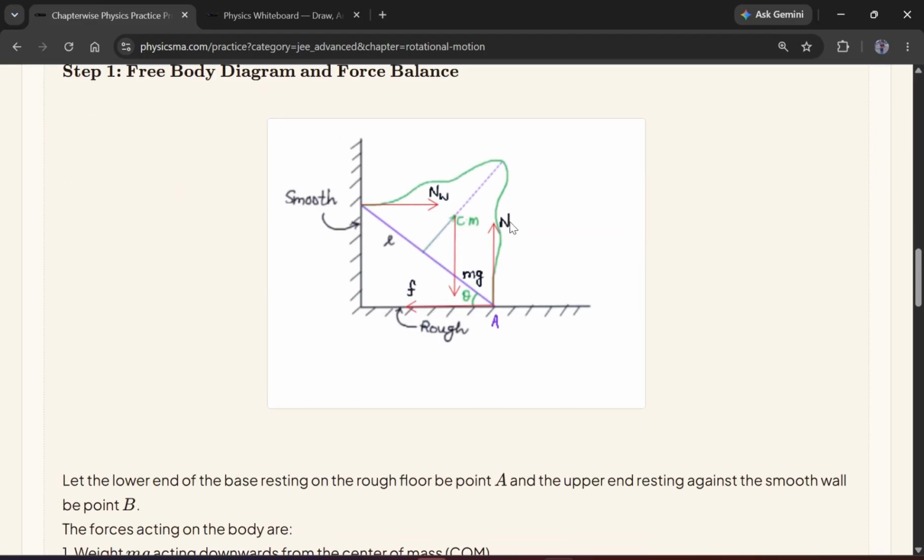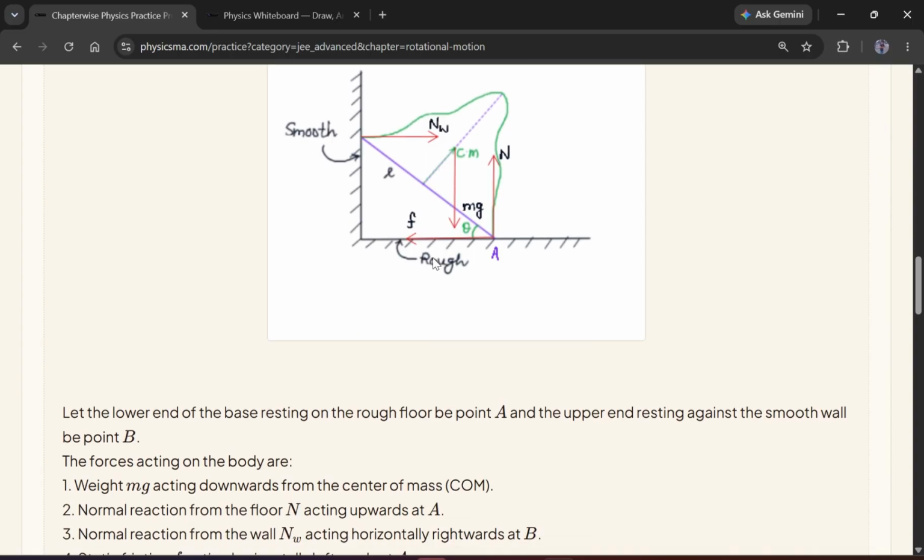So first of all, you have to draw the FBD of this body, right? This is a symmetric body. So one is this mg force and the normal reaction force N offered by the rough floor, and NW is the normal reaction by the wall in this direction, horizontal direction. And by the way, this is smooth, no friction will be there, and there is one friction force. Okay, and this body has the tendency to slip in which direction? In the right direction. So to the left, friction is going to act. So this is the free body diagram.